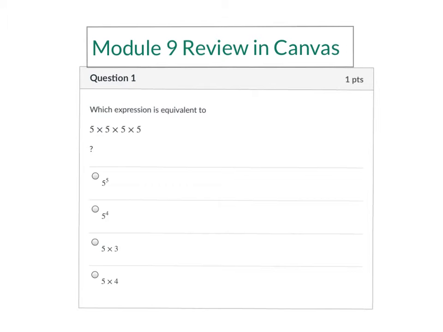This video goes over the Module 9 review in Canvas. Question 1, which expression is equivalent to 5 times 5 times 5 times 5? So we're going to use an exponent to represent this problem. When we have 5 as that factor, the number being multiplied, we write that as the base. And then the number of times it is multiplied is our exponent, so 5 to the 4th power.